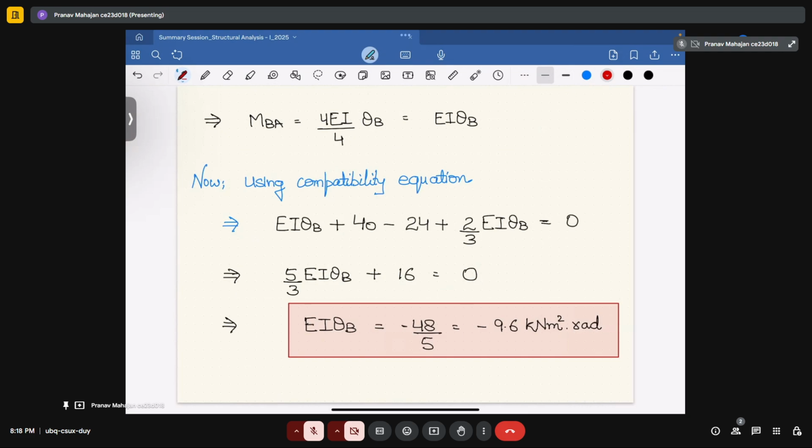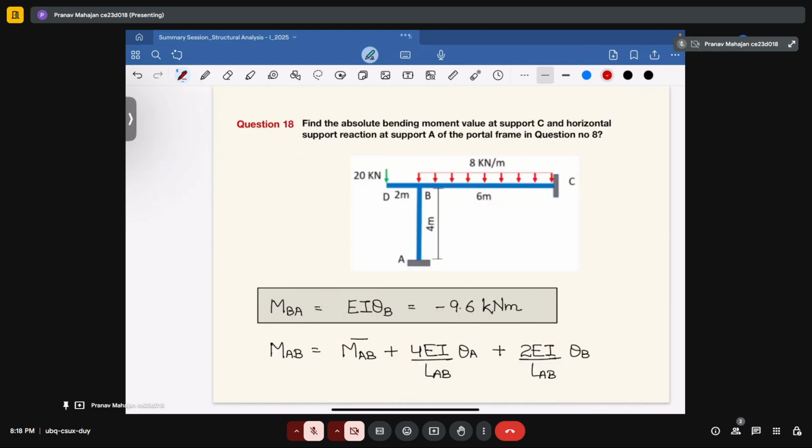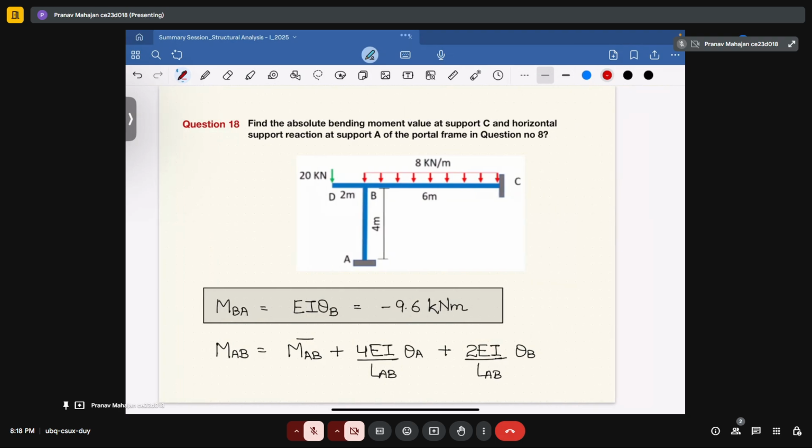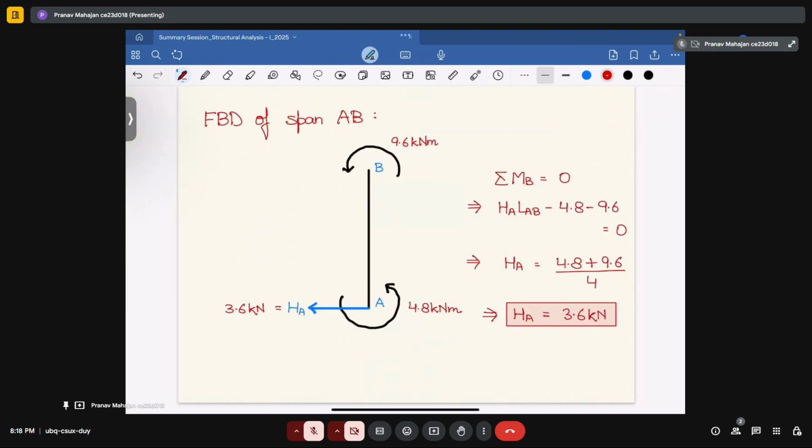Now substitute all the values that you have got for MBA, MBC, with MBD equal to 0. If you do that, you will get the value of EI theta B to be equal to minus 9.6 kilonewton meter square into radian. After that, if you are expected to calculate MBA, you can calculate it to be equal to minus 9.6 kilonewton meter, and further all other values can be calculated, like MAB to be equal to minus 4.8 kilonewton meter.